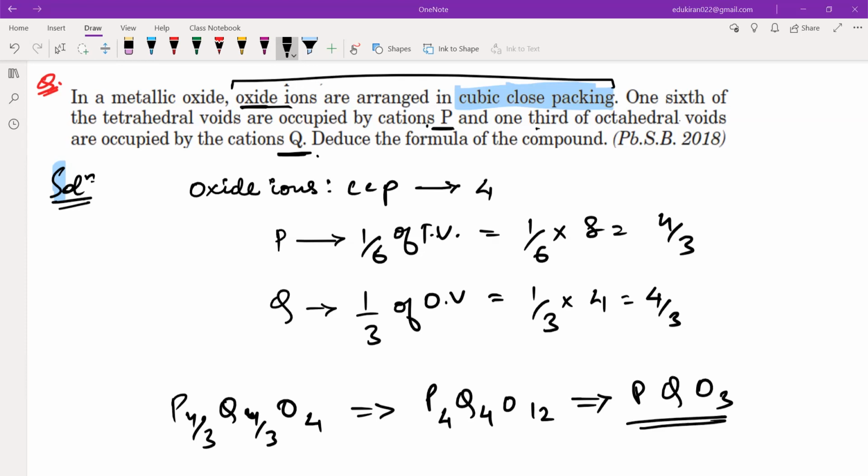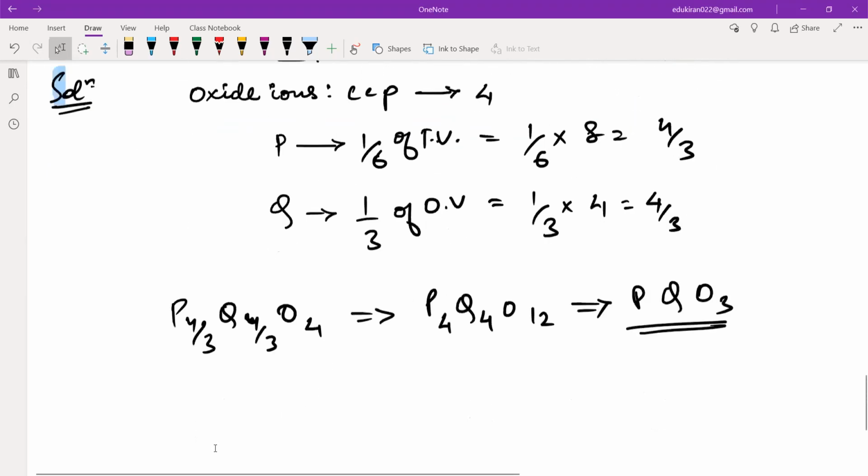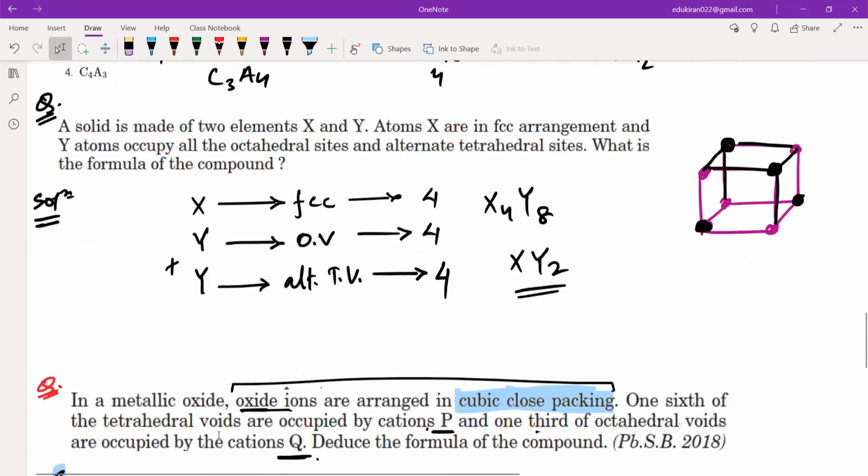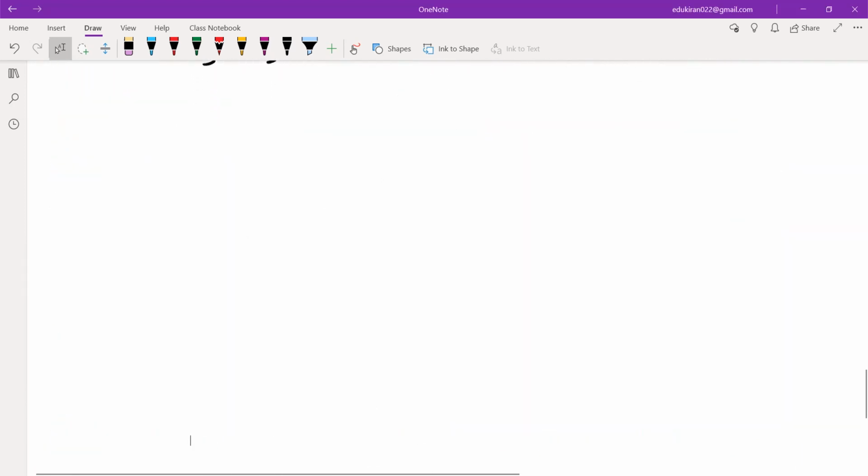So please write this down. PQO3. Done. Yes, sir. Next is, so these are the two types of questions that you will be getting in formula. I hope you can do that now. I will give some in assignment also.